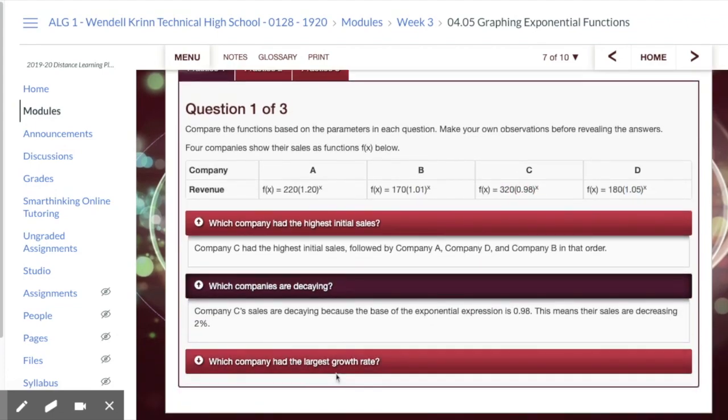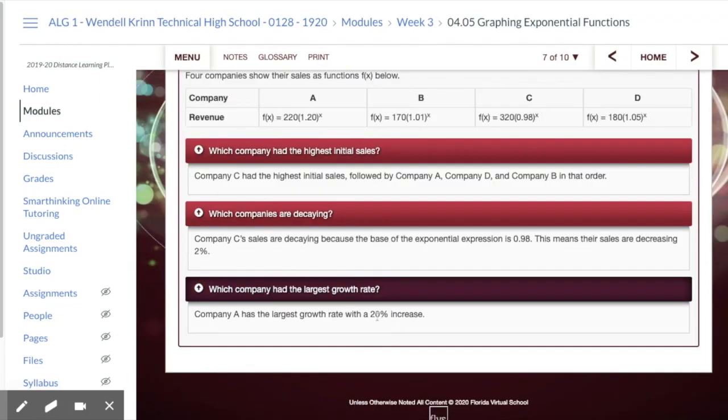Which company has the largest growth rate? So that's going to be my base again. That's how much my money or whatever we're measuring is going to grow, my sales. The first number is the initial amount. This is how much I'm growing. So 1.20, 1.01, 0.98, 1.05. It looks like 1.20 is the largest, which would be about 20%.